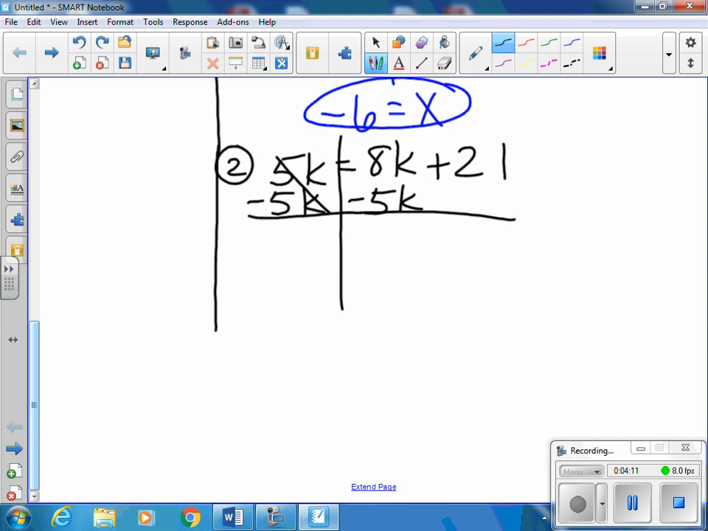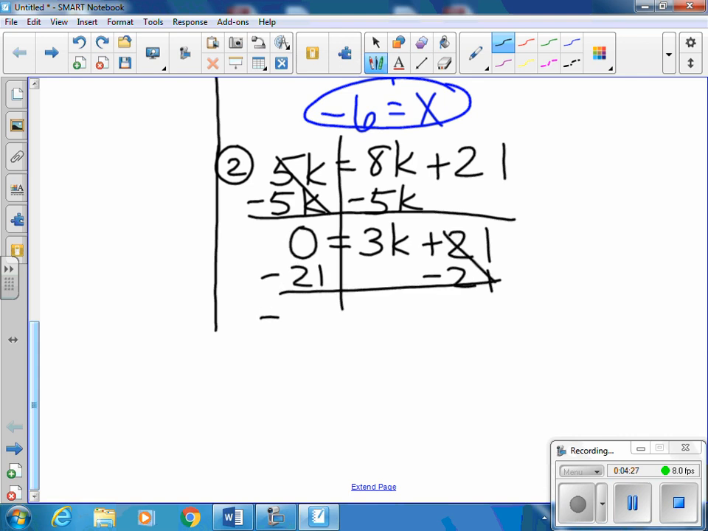So 5k minus 5k leaves you with 0. That 0 is your placeholder until you get some more on that side. 8k minus 5k is 3k plus 21. And now we're at the two-step part where we can subtract the 21 from both sides. 0 minus 21 is negative 21 equals 3k. We want to split the 3 and the k apart, so we divide by 3.